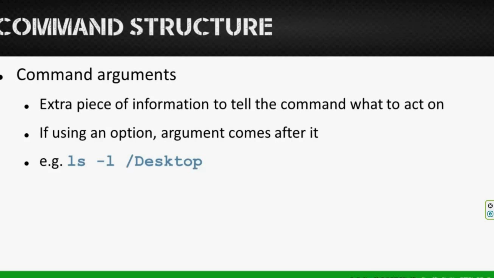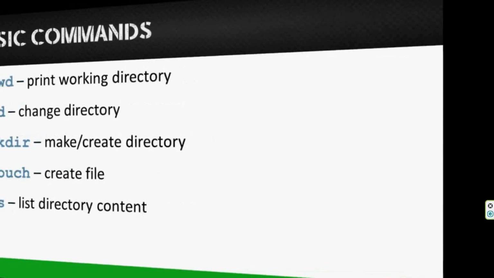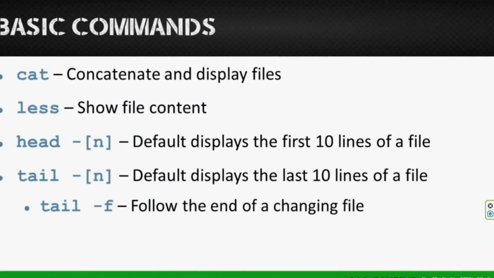So here are the basic commands that we're going to be exploring in this section. pwd, which stands for print working directory. cd, which is change directory. mkdir, which is to make or create a directory. touch, which we use to create a file. ls, which is a command that we use to list directory content. We're going to be also looking at the cat command, which means concatenate or display a file's content.